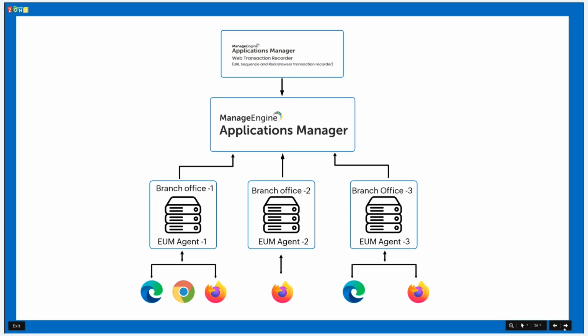So for that, first you will need to install the EUM agent in all your branch offices. Then you can record the transaction of filling and registering from your main office. The same transaction will be performed in all your branch offices using these EUM agents, which will then send data to Applications Manager. This way, you can check if the workflow functions without any errors in all desired locations.